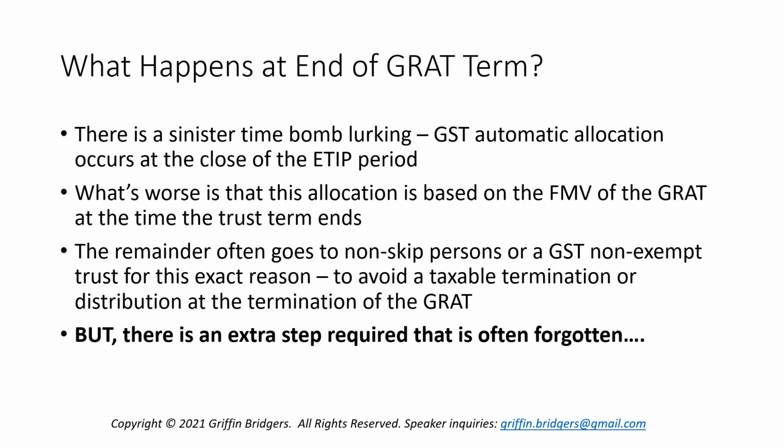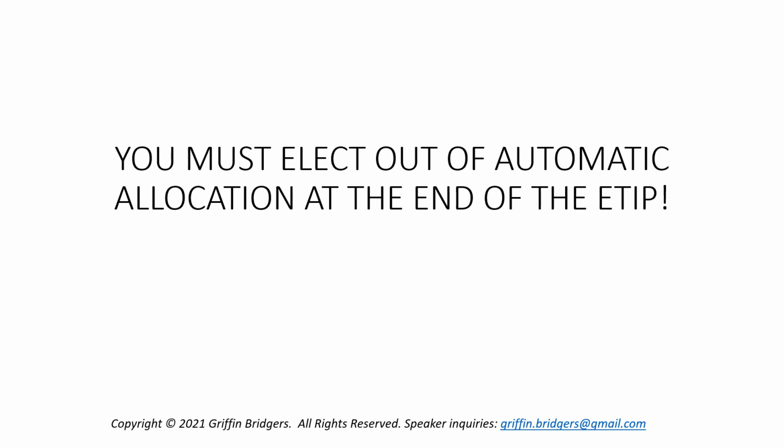Now, the remainder is typically going to go to non-skip persons or a GST non-exempt trust for this exact reason, because since there was no upfront allocation of GST exemption, you want to avoid a taxable termination or distribution at the termination of the GRAT. So, with that being said, there is an extra step required that is often forgotten, and this was really the theme of this private letter ruling, but that is that you also have to elect out of automatic allocation at the end of the ETIP period.